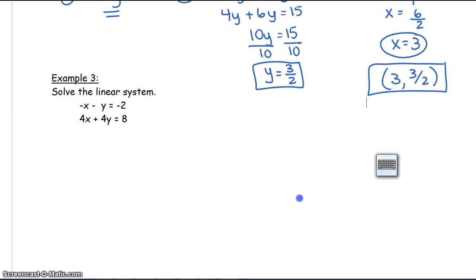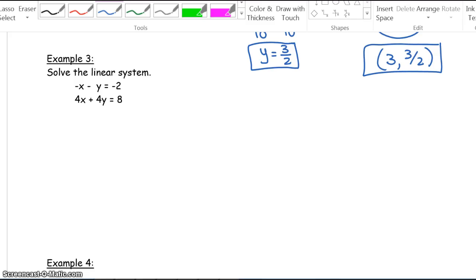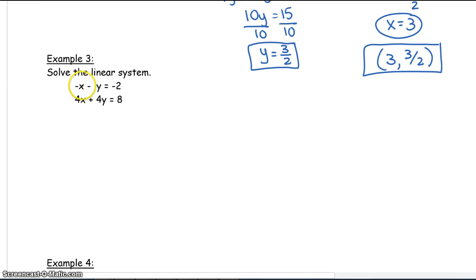Let's look at example number 3. We're going to do this last one together, and then I'll let you go. You can try example 4 on your own. But let's look at this one. This one is a little bit different. You know, I can either solve for X or negative Y. I'm going to go with negative X. So I'll take the first one.